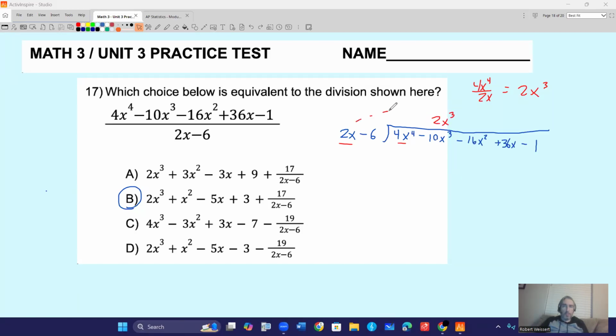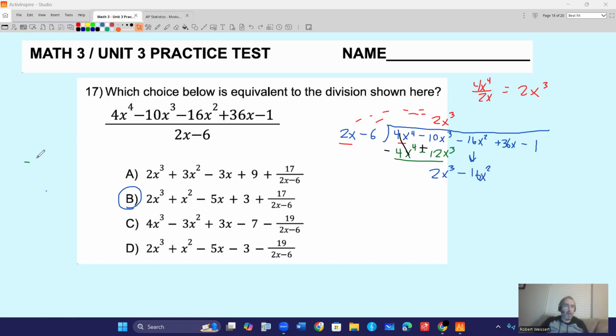Now remember what we're doing is we're going to multiply by the stuff on the outside. So 2x cubed times 2x is going to give you 4x to the fourth power, which is what we want. And then 2x cubed times negative 6 is going to be negative 12x cubed. And then we subtract down. So this is going to be minus and cancel out. This is going to be plus. Negative 10 plus 12 is going to be 2x cubed. Drop down the next term, so minus 16x squared.